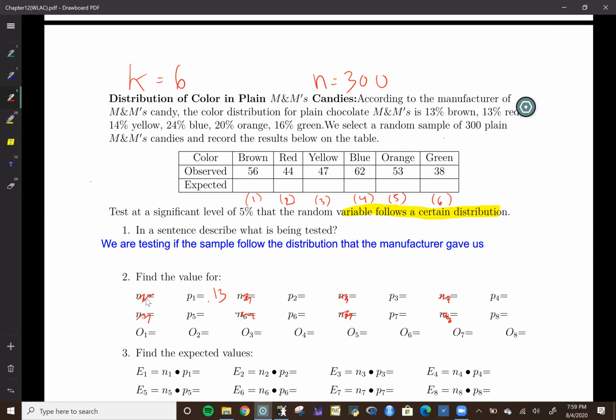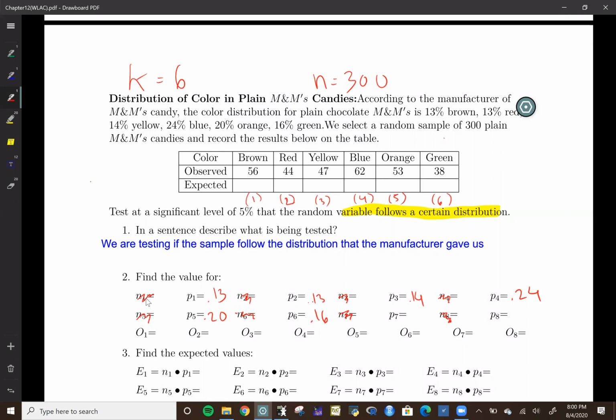What's the probability we get a red candy? Yeah, 0.13, perfect. What's the probability we get a yellow candy? Cool. So the probability we get a blue candy is 0.24. The probability we get an orange candy is 0.20. The probability we get a green candy is 0.16. All right, everybody good for that?